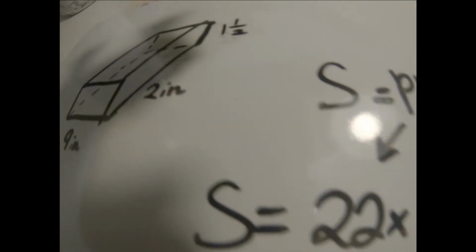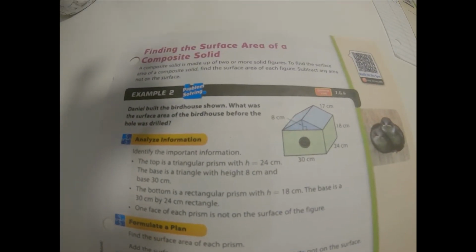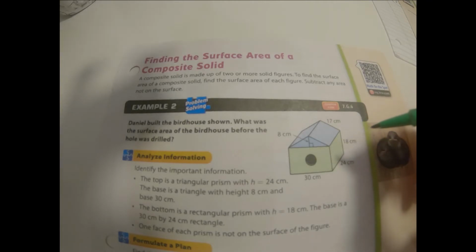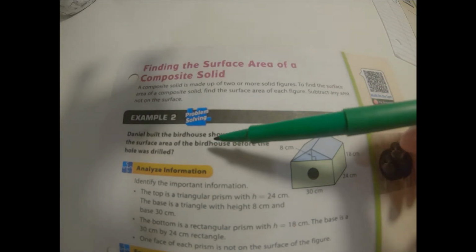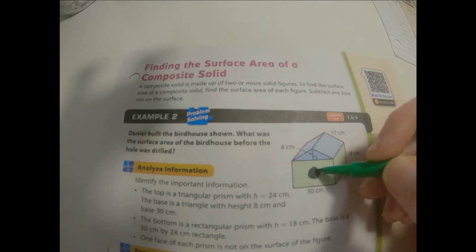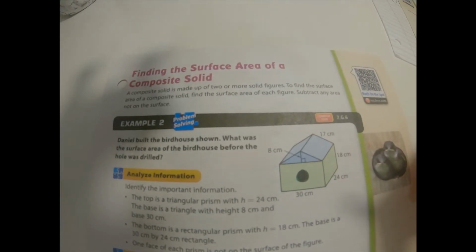All right, moving on. Now this is where it gets a little trickier because we're adding one more component to it. Right now we have kind of a composite figure where we have 2 prisms of some sort together. But the equation does not change, okay? We just have to work with each figure on its own. All right, so Daniel built the birdhouse shown. What was the surface area of the birdhouse before the hole was drilled? So we're basically ignoring that the hole is even there.